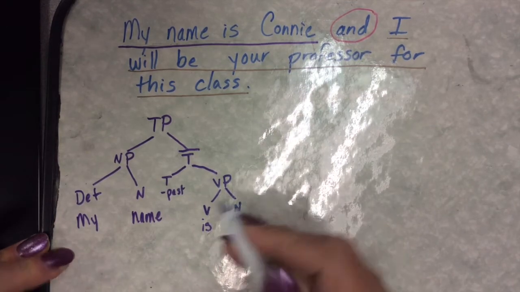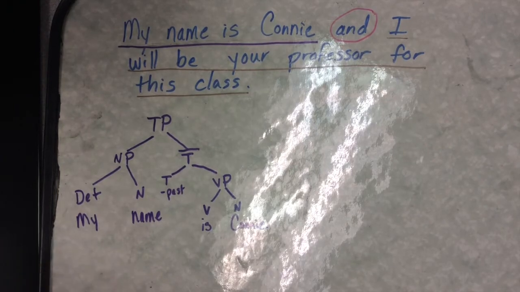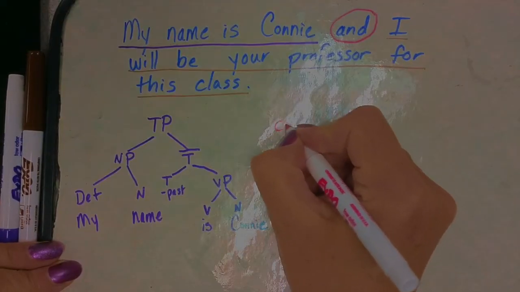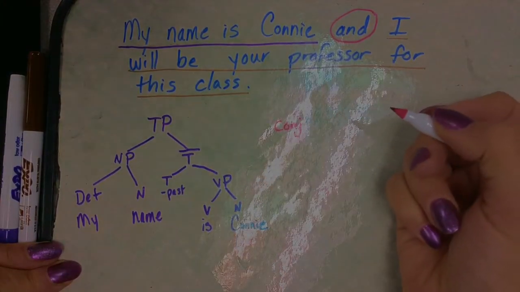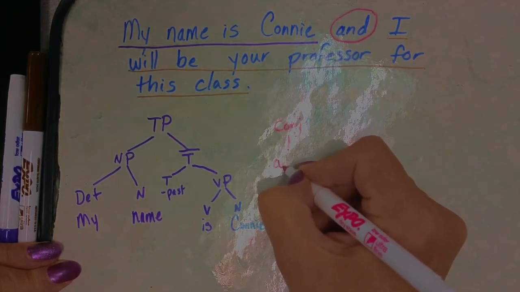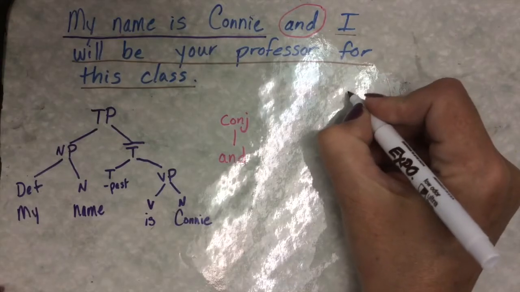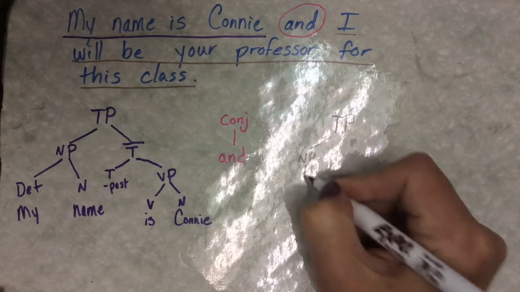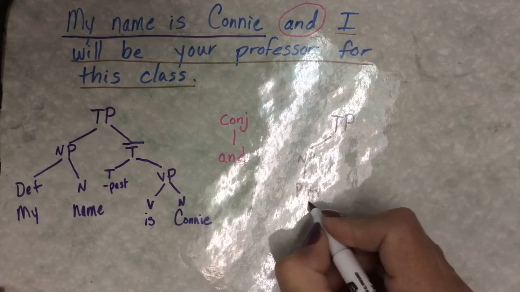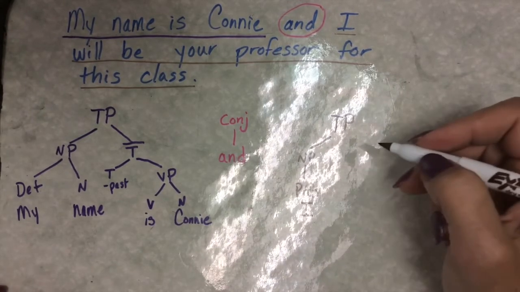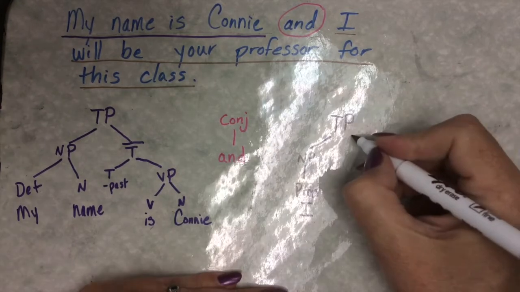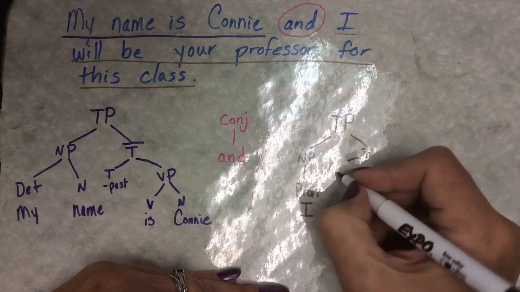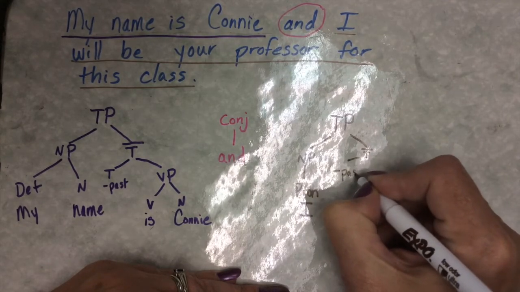Now we move to the second of the two total phrases, which is I will be your professor for this class. The conjunction and goes in the middle, since that's the place that it has in the sentence. Okay, total phrase. I'm going to put it at approximately the same level. We have the noun phrase, which is just the pronoun I. And then we have, will be your professor for this class. So we mark the tense. It's minus past.